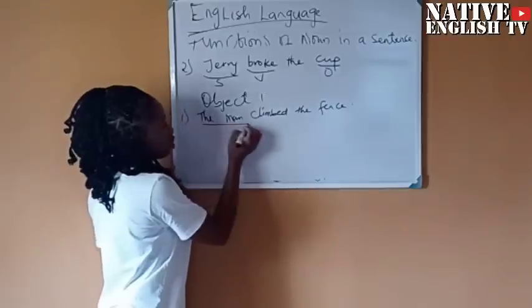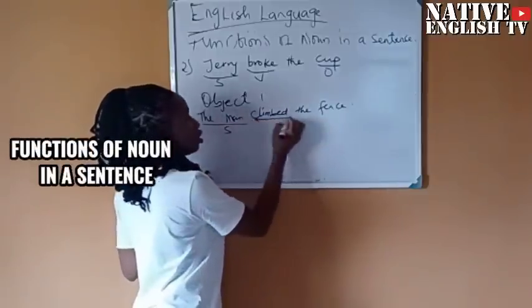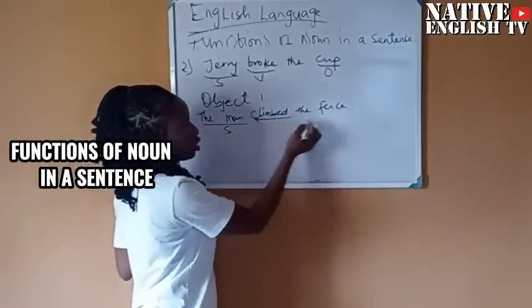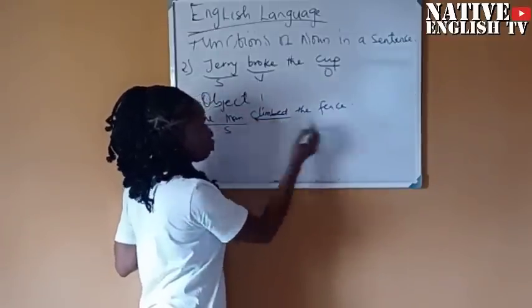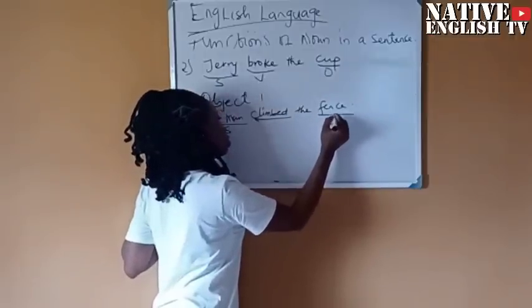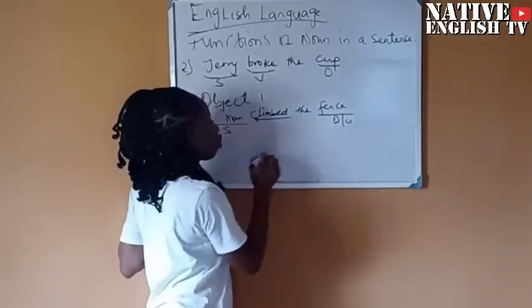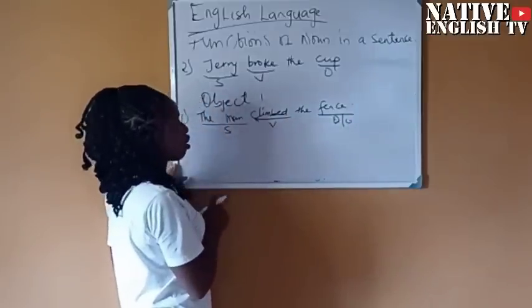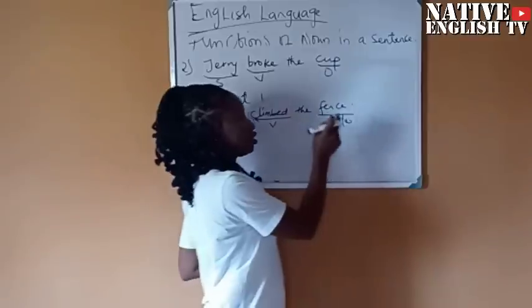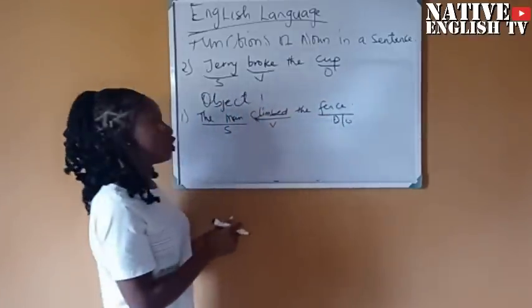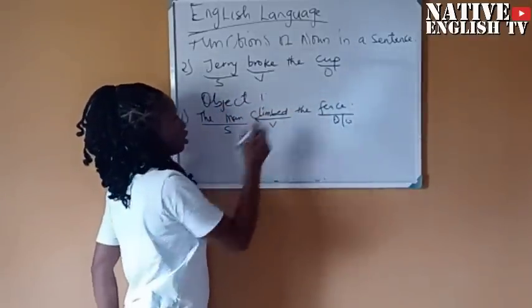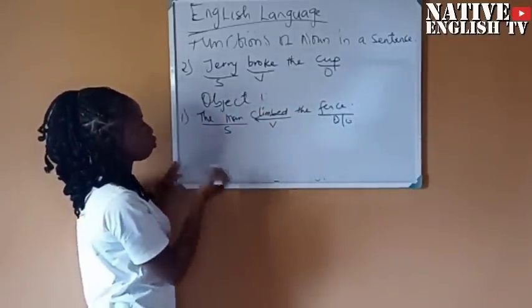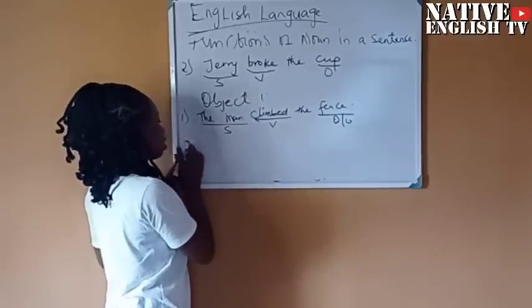Now the action is done by the man. What does the man climb? The fence. So this is what? Direct what? Object. So what we have here is S-V-D-O. That's direct object. Now when we talk about the indirect objects, we can have an example.